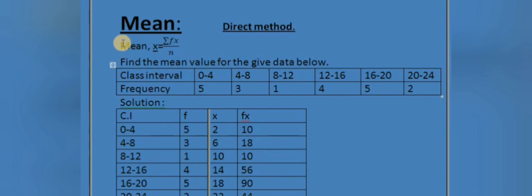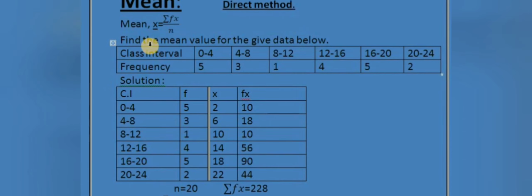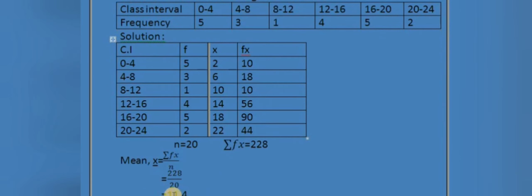This is the formula to find the mean value. Here we got the summation of fx value, that is 228, and here is the n value, that is 20. By dividing 228 by 20 we get 11.4. See, put the value of summation of fx 228 and the value of n, that is 20. By dividing 228 by 20 we got 11.4. What is this 11.4? 11.4 is the mean value for given data.